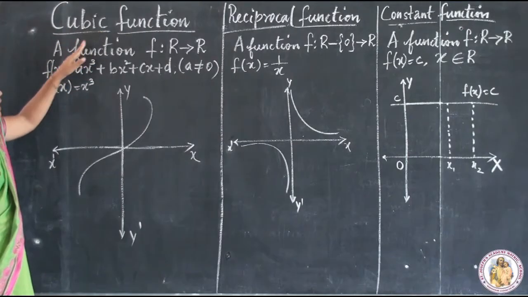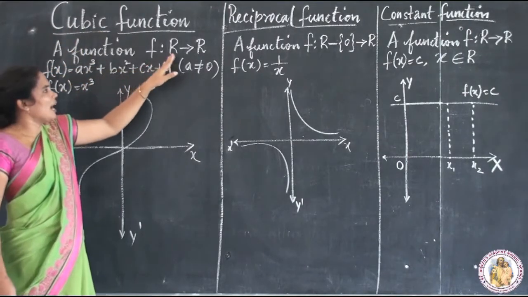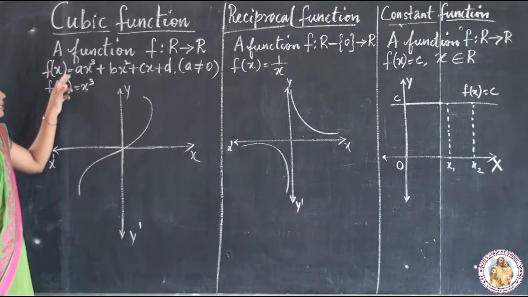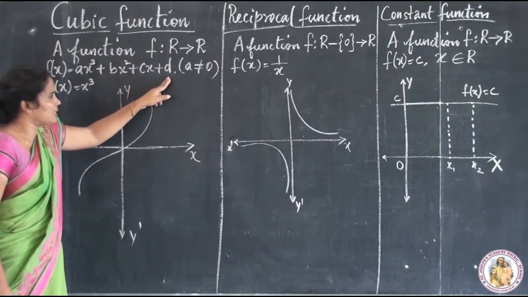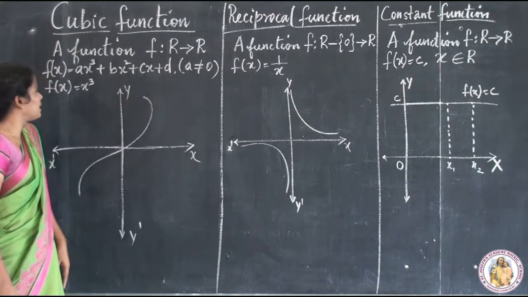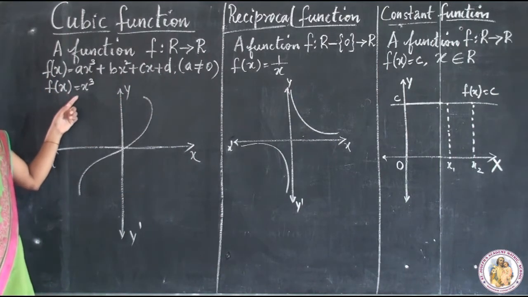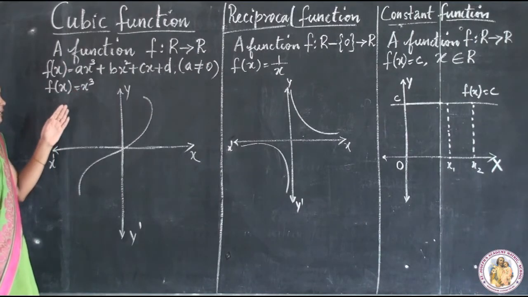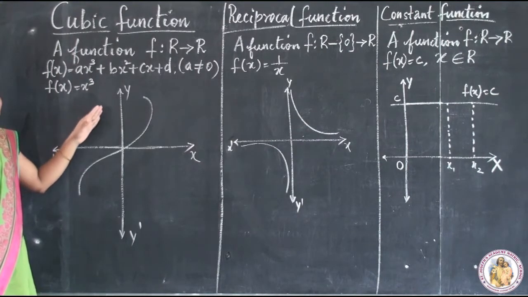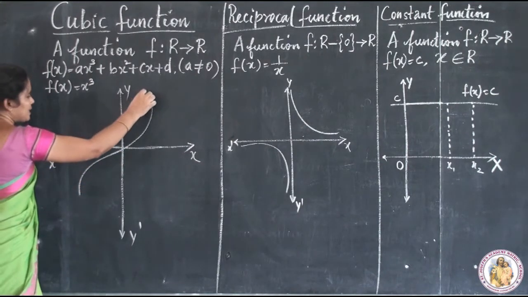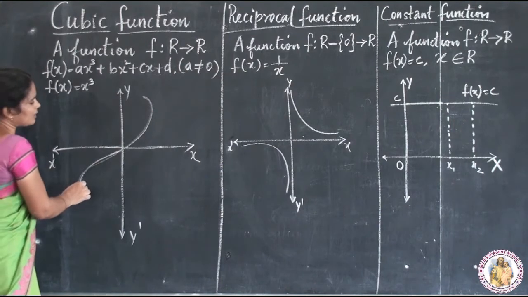Cubic function: a function f such that R to R, f of x is equal to ax cube plus bx square plus cx plus d, where a is not equal to 0, so f of x is equal to x cube. For any value of x, if you take 2, it will be 8. Okay, if you take 3, it will be 27. So for any value of x, the curve will be like this.